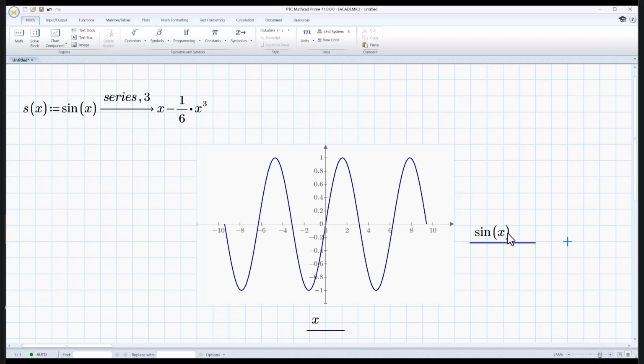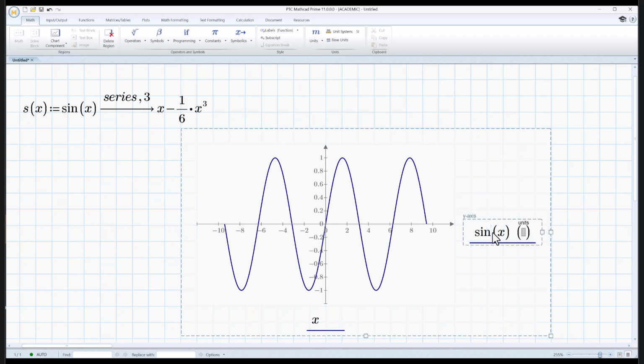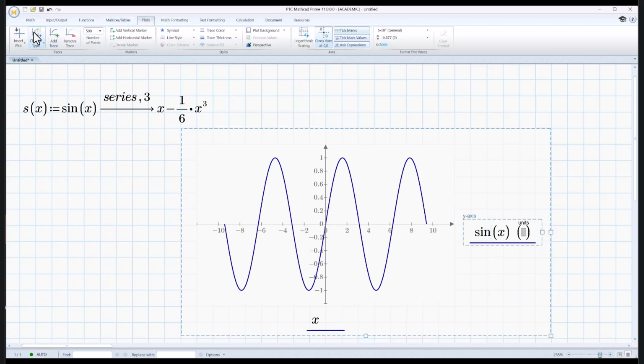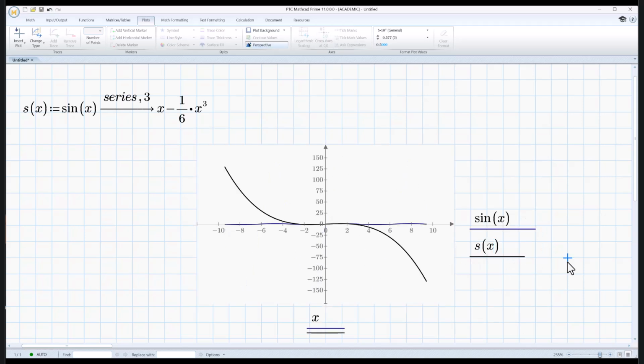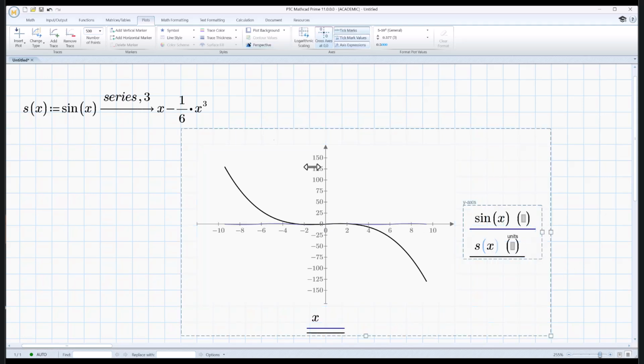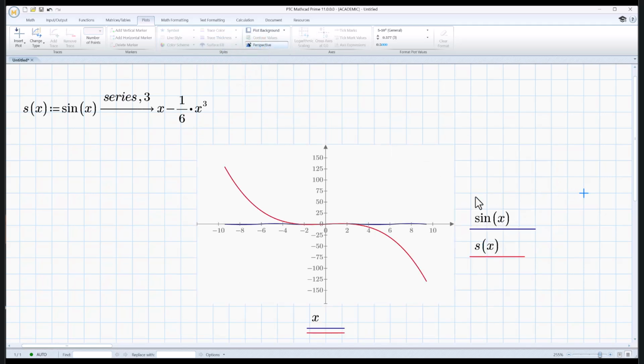So there it is. Well, what does my approximation look like? So there's sine right there. I'm going to go over to plots, and I'm going to add a trace. So I can add that. I'm going to put sx here. Well, 2 problems. Number 1, I have black over blue. Let's fix that. Let's go to trace color, and let's make that red. Okay, that I can at least tell which one's which now.